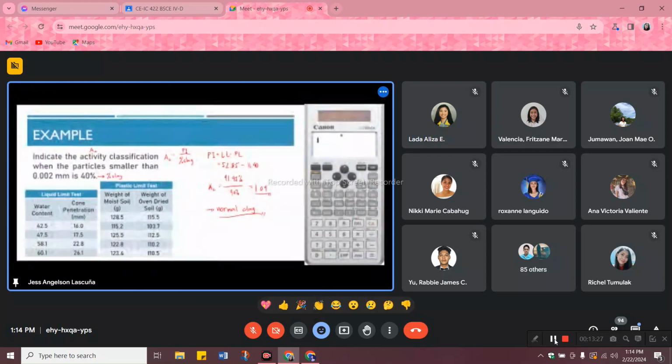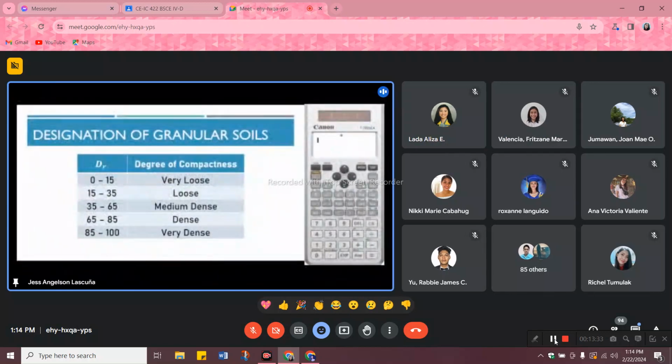Is it difficult? Another one is for the DR. What is it? Relative density. So for relative density, we have the designation of granular soils.